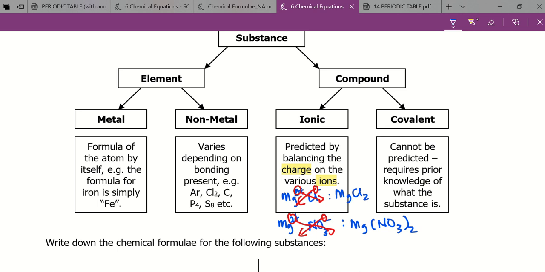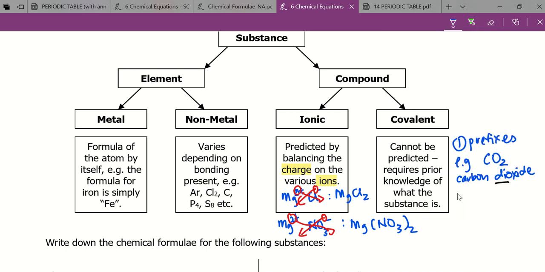For covalent substances, I have two types of covalent substances. One is using prefixes. So an example of this is carbon dioxide, where I have the prefix di inside the name of the formula. So the word di over here.